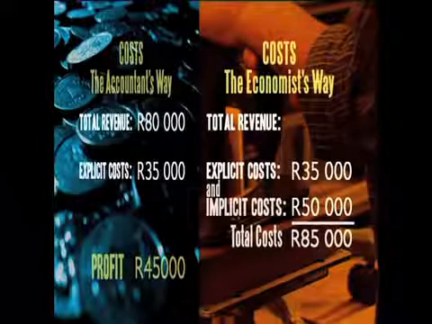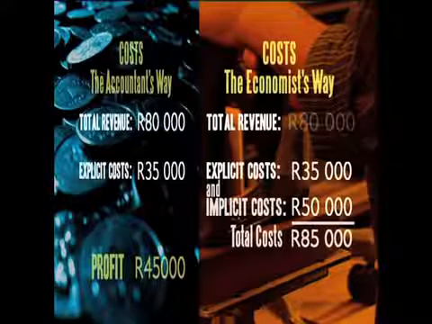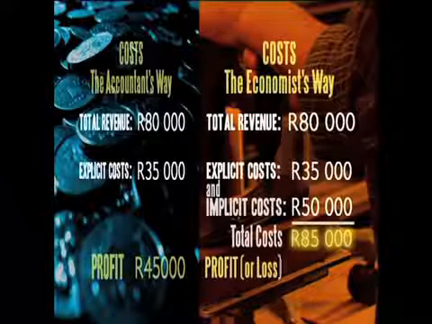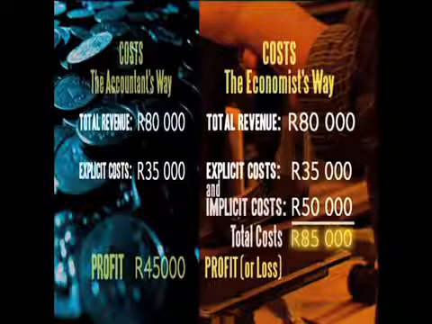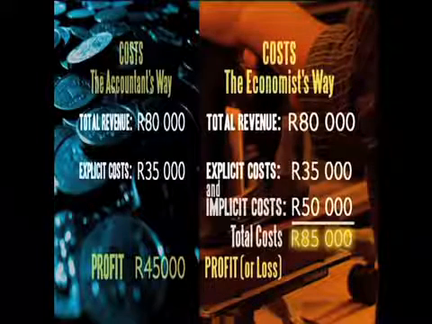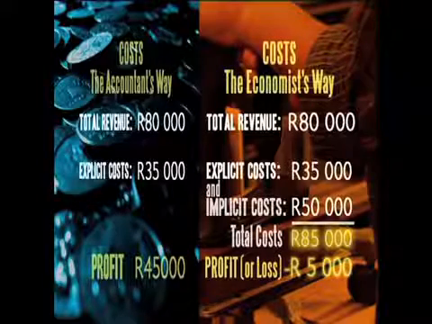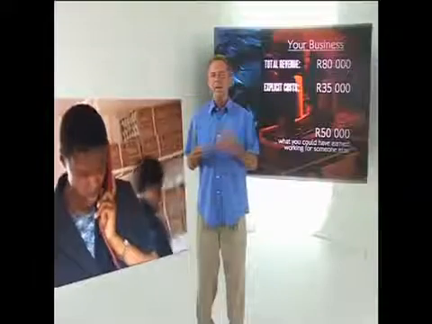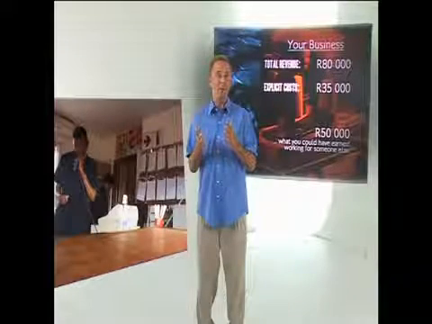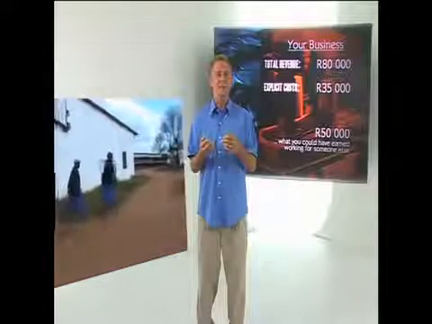So when they calculate profit, they'll do it as follows. Profit equals total revenue less the explicit costs and less implicit costs. So that's 80,000 Rand minus 35,000 Rand minus 50,000 Rand. That equals minus 5,000 Rand, or a loss of 5,000 Rand. As economists see things, you are in fact losing money by running your own business. You'd be better off financially selling your labour to another firm.